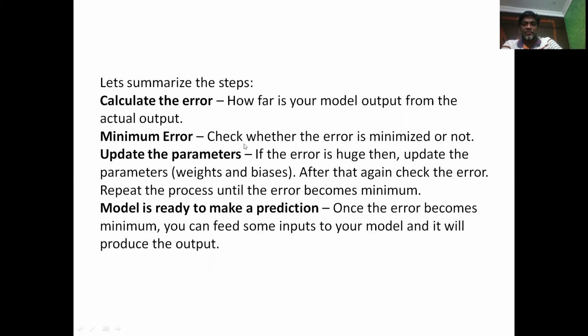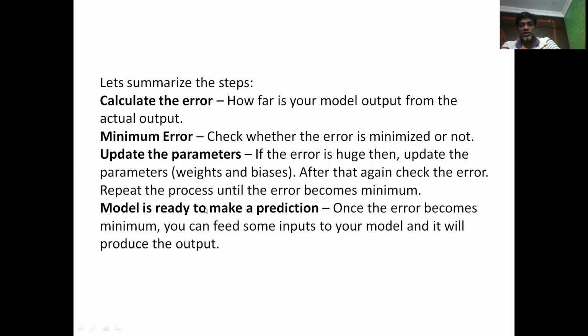Otherwise, if the error term is not minimum, then what we do is update the parameters. If the error is huge, we update the parameters. Parameters are nothing but the weights between the neuron connections and the biases also. And again, we need to check the error, and this process will be repeated until the error term becomes the minimum of the model.